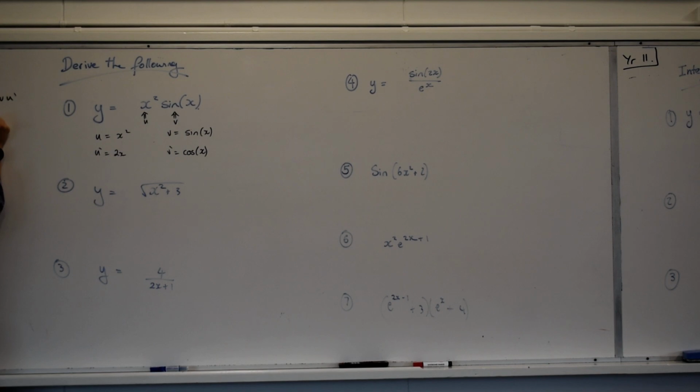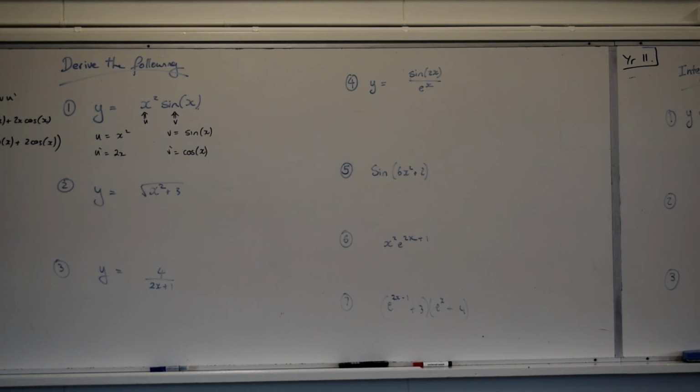So it's x squared sine x plus 2x cos x. Am I done or not? What do I need to do? Yep, make the most simple answer I can, which is x sine x plus 2 cos x with x factorised at the front. That's our final answer.